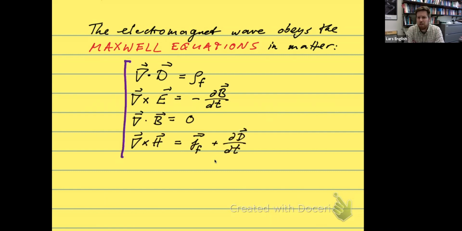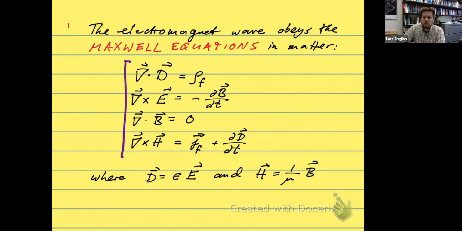Now, I have to say that these are the Maxwell equations in matter. So these are not in vacuum, but in matter. And so we have not just E and B, but we also have D and H running around. But D and H are very closely related to E and B. So for instance, D is epsilon times E down here. The epsilon being the permittivity of the material.